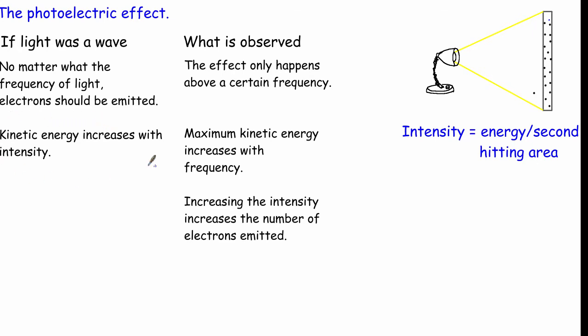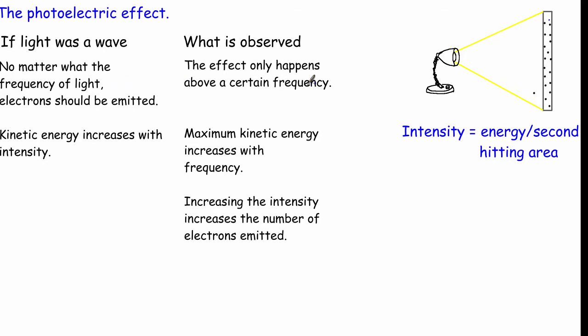Also, if we increase the intensity, so we increase the amount of energy that we're providing to this surface, then the kinetic energy of these photoelectrons should also go up, because we're giving them more energy, so they gain more energy, so they should move faster.